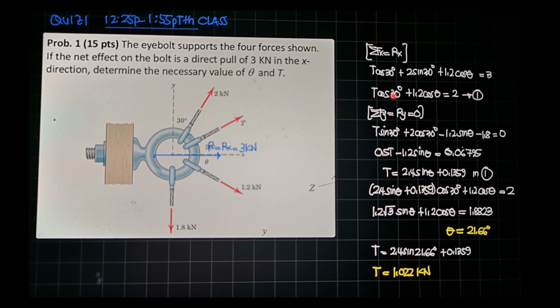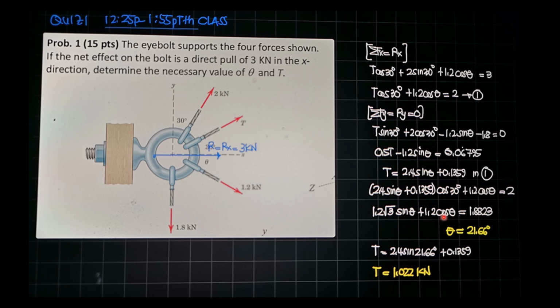so T is 2.4 sine theta plus 0.1359 times cosine 30 degrees plus 1.2 cosine theta equals 2, combining like terms and simplifying. So we have 2.4 sine theta times cosine 30 degrees. That's 1.2 square root of 3 sine theta. Then plus 1.2 cosine theta. Then combine 2 minus 0.1359 cosine 30 degrees. That's 1.8823. So this equation has only one unknown, theta, and your high-tech calculator is capable of solving that.